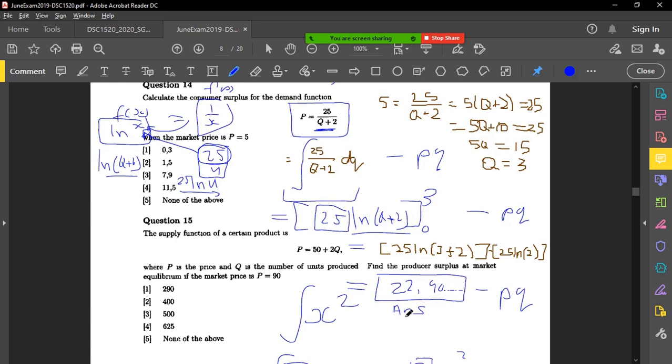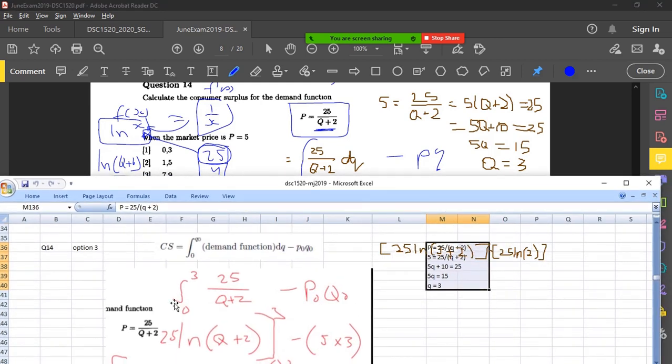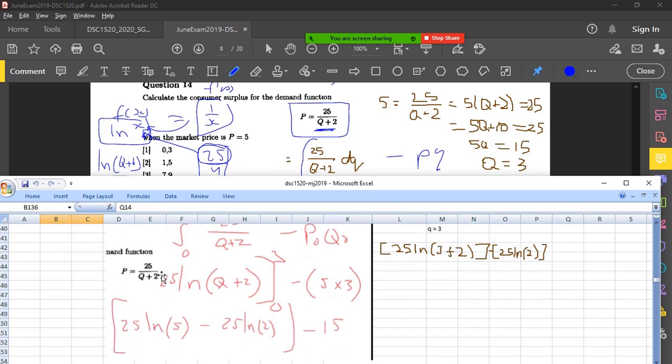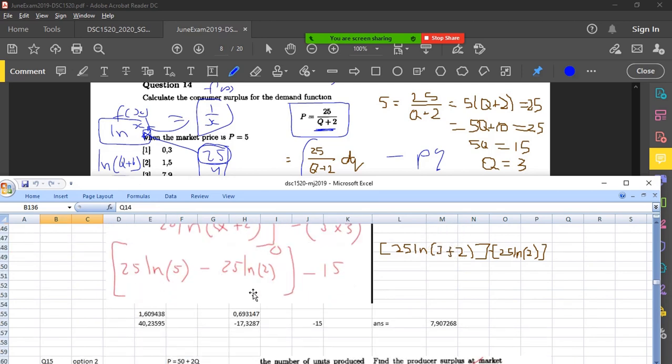And then what is your P times Q? Obviously the price is 5 times 3, it's 15. So minus 15 gives you 7.90726. Yes, option 3. Question 14, just to double check: option 3 is correct. Same working, same calculation, same answer. Good.